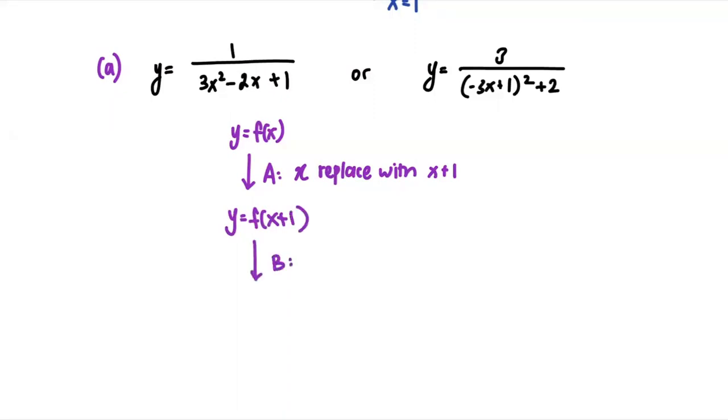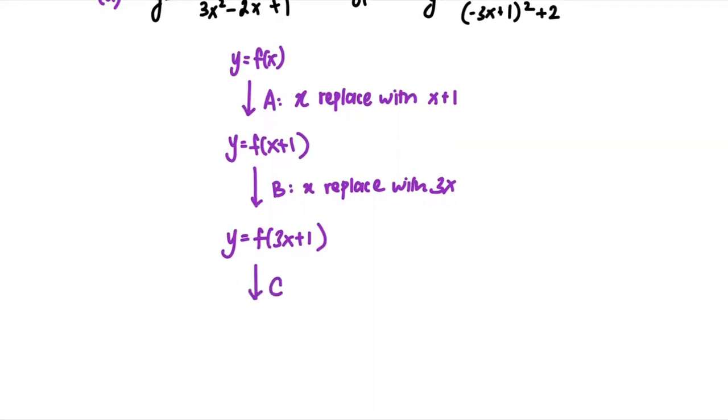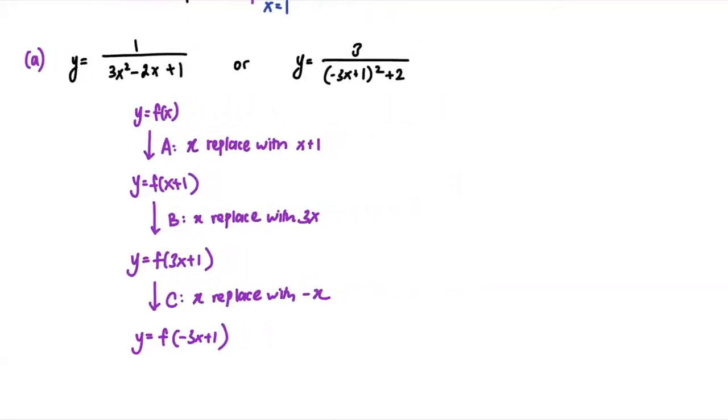Next step, b. This is a scaling parallel to the x-axis by a scale factor of 1 over 3. So means you take x, replace with 3x. You get y equals to f of 3x plus 1. And the last one is step c. The question tells you there is a reflection in the x-axis, means you take x and you replace with negative x. So you get y equals to f of negative 3x plus 1. So this is the whole process.